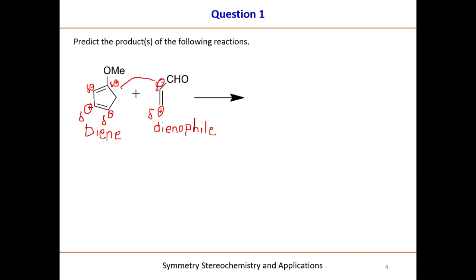It will attack on this carbon. This will move here. This will move here. And this way. Correct? So you will get a 6-member cyclic ring formation. That means two new sigma bonds will form in this reaction, along with the breaking of 3 pi bonds and formation of one new pi bond. So the product will be like this.